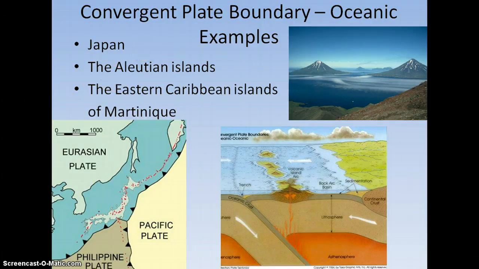An example of this is Japan. Everyone here has heard of Japan. Here is the island of Japan, and you can see right here the two plates, the Pacific plate and the Philippine plate, that are going under this Eurasian plate. It's all oceanic right here, and when they converge or come together, these plates go underneath and then they begin to melt, and you can see all the volcanic activity right here and how it's combined to form an island arc.